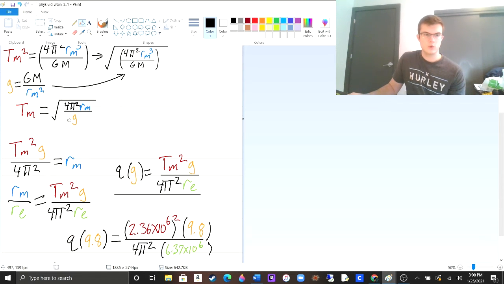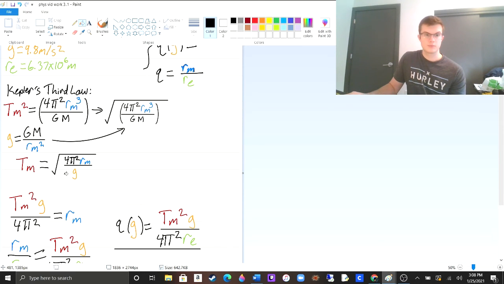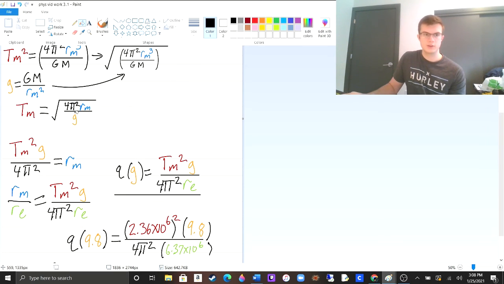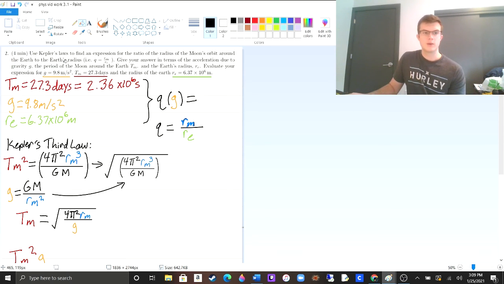Once we have that, we can rearrange this and find this term, which is equivalent to the radius of our orbit. And since q is equal to the radius of our orbit divided by the radius of Earth, all we have to do is divide this term by the radius of Earth, and we get our final equation, which is our orbital period squared times gravity divided by 4 pi squared times our radius of Earth is equivalent to the ratio between the radius of our orbit and the radius of Earth.